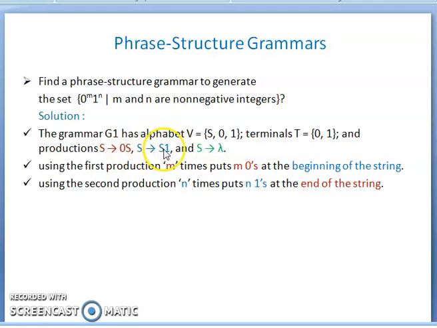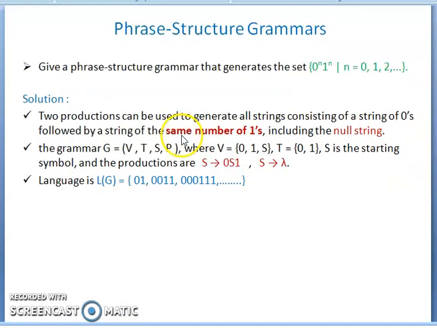So you get m zeros and n ones. That means using the first production m times puts the m zeros at the beginning of the string, and the second production n times puts the n ones at the end of the string. Zeros at the start, ones at the end. This is about the phrase structure grammar for zeros and ones.